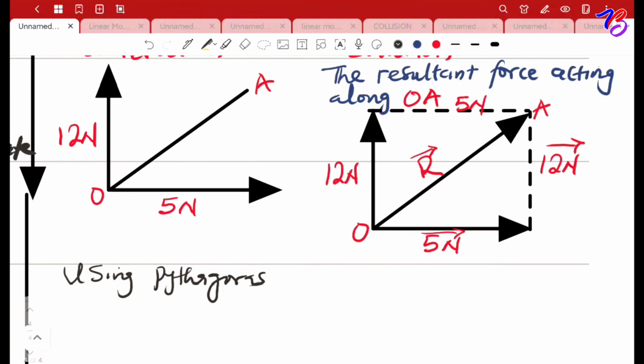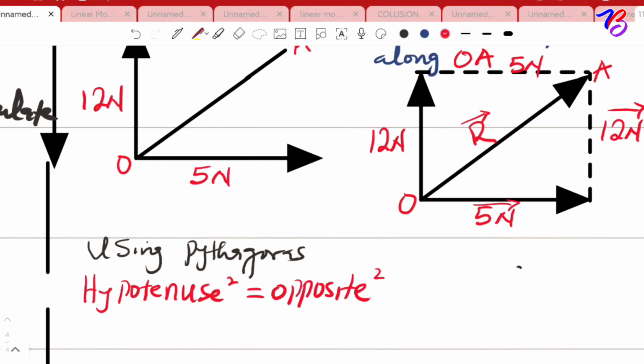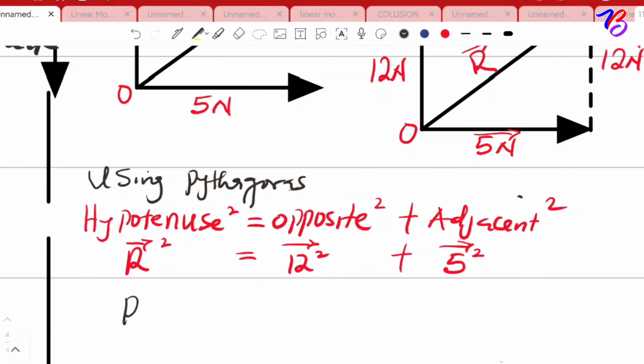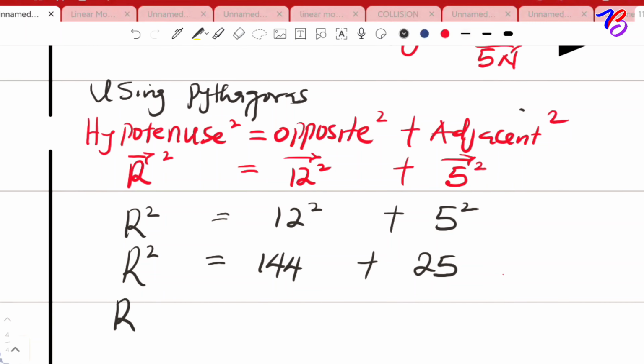So using Pythagoras theorem, we know that hypotenuse squared is equal to opposite squared plus adjacent squared. Resultant vector squared, which is resultant force squared, is equal to vector 12 squared plus vector 5 squared. Okay, but recall they are both forces. Hence, R squared is equal to 12 squared plus 5 squared. So that R squared is equal to 144 plus 25, which is 169.